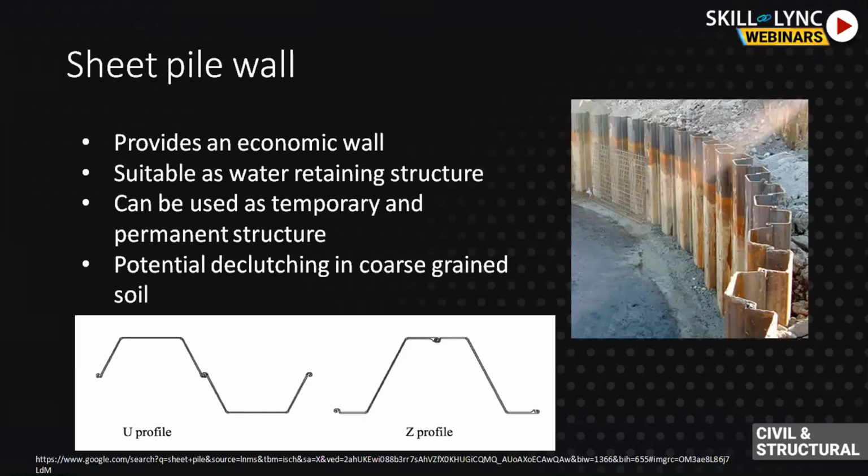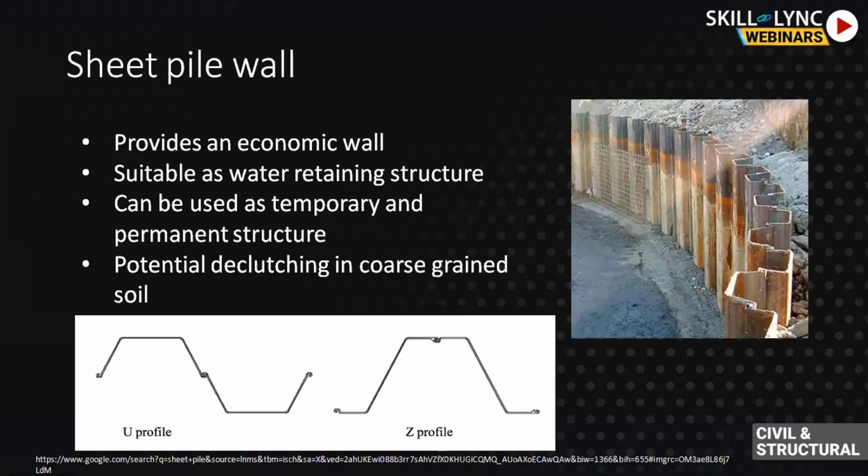First, we'll be looking into the sheet pile wall. A sheet pile wall is a steel structure. Generally, it is used in many projects for retaining. It is mostly used as a temporary structure, but very rarely it is also used as permanent. I have seen somewhere in the UK they have used it in a permanent structure, but most of the time it is used as a temporary structure.